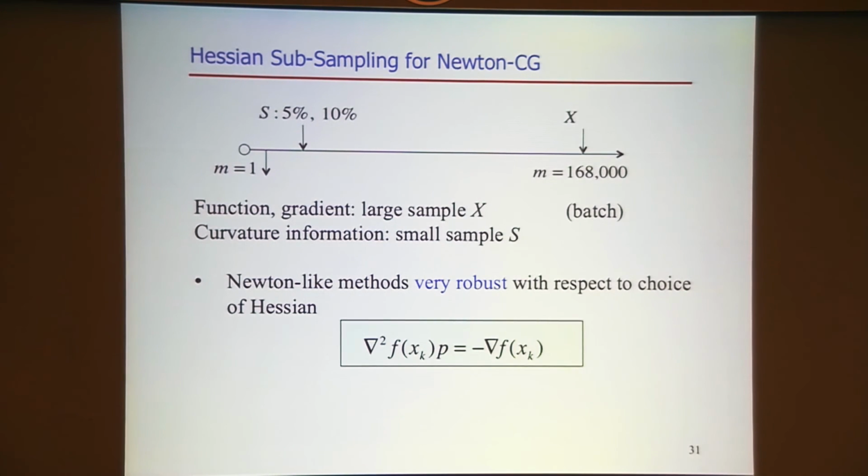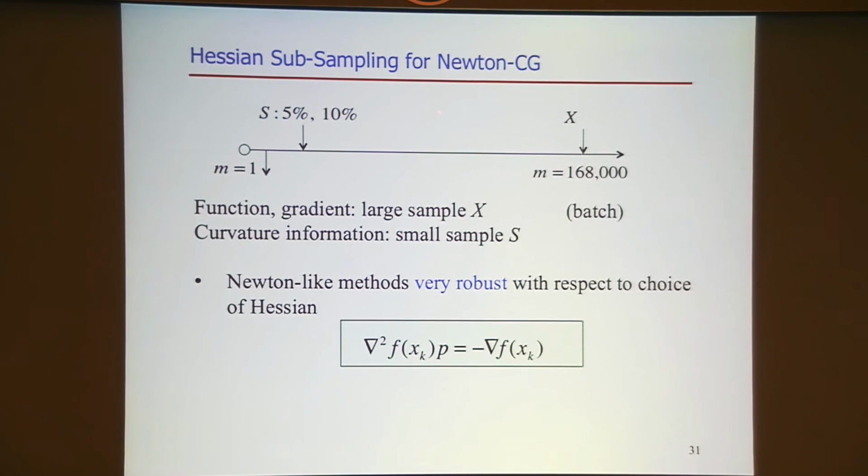So now, here is the picture. This line here represents the number of training points that you have. Let's suppose we were doing supervised machine learning, and that I have 168,000 training points. If I use only one training point at a time, I'll get a stochastic method. If I choose them all, I have a purely batch method. What we're going to do is look at the Newton CG method that uses a substantial amount of information to compute the function and the gradient.